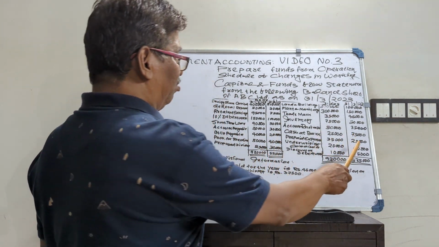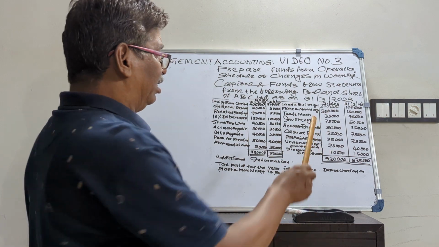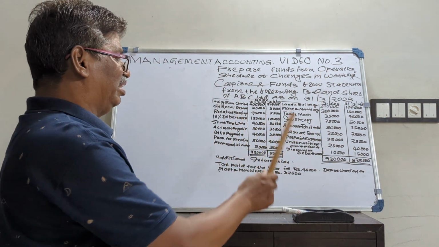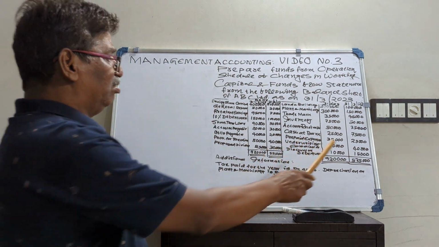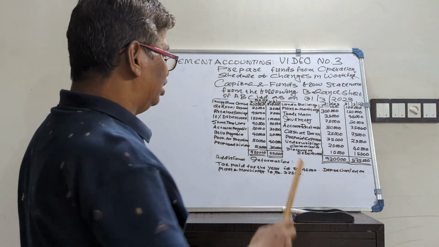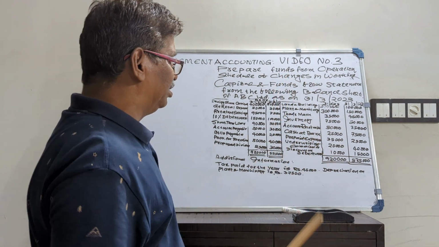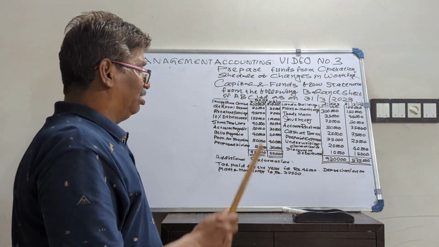The underwriting commission was 40,000 at the beginning, at the end it is 20,000. So there is a write-off of underwriting commission to the profit and loss account to the extent of 20,000. Discount on debenture was 15,000, at the end it is 10,000, meaning 5,000 of the discount on debenture is written off.